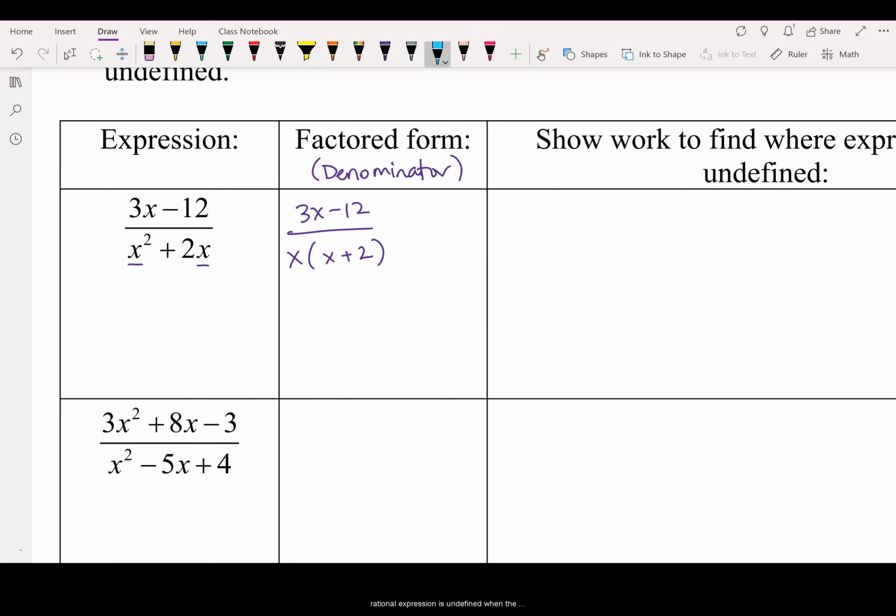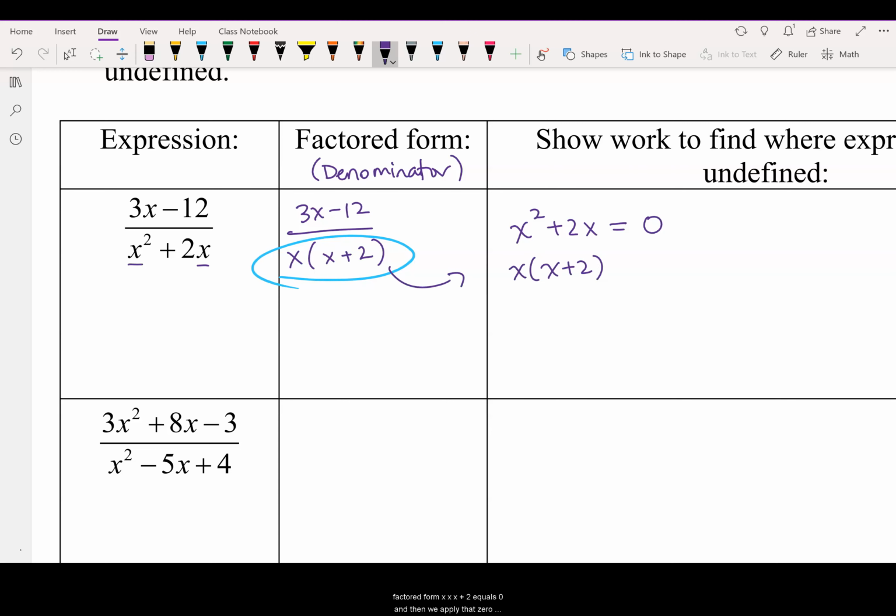We just determined a rational expression is undefined when the denominator equals 0. We're going to solve this equation: the denominator equals 0. Now remember from our previous work, if we have a power for x, like x squared, the way that we solve it right now is by factoring. So let's put in our factored form: x times x plus 2 equals 0. And then we apply the zero product property that says if we multiply two things together and the product is 0, then one of those things must equal 0.